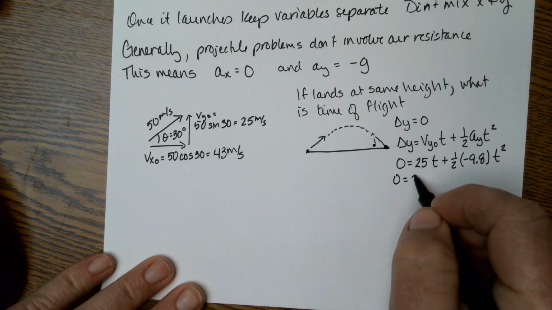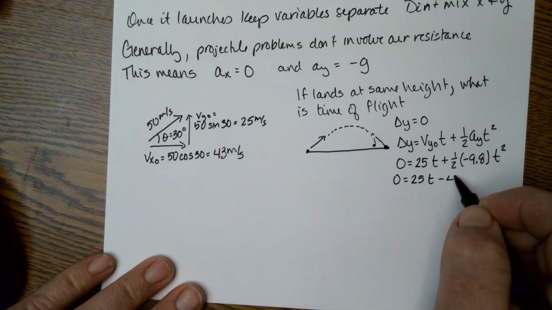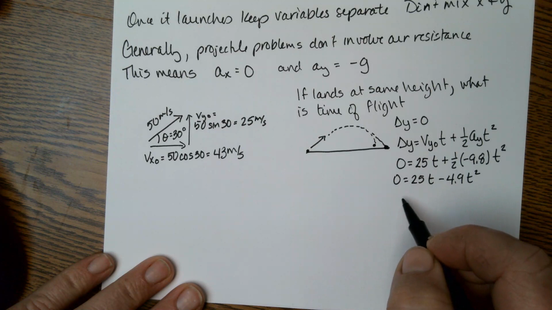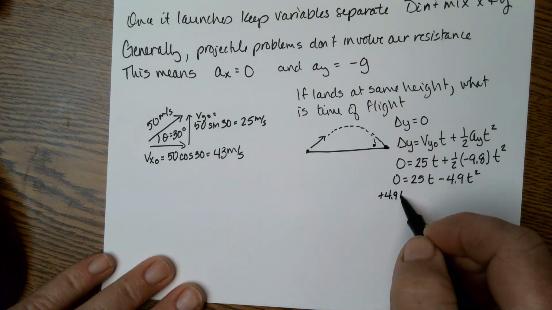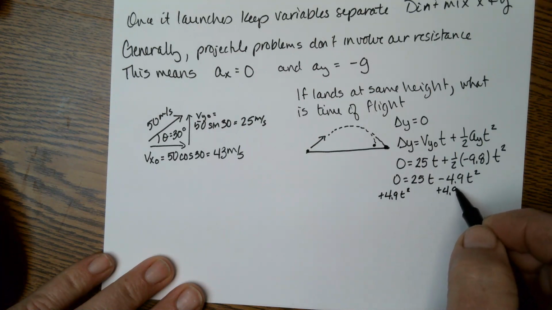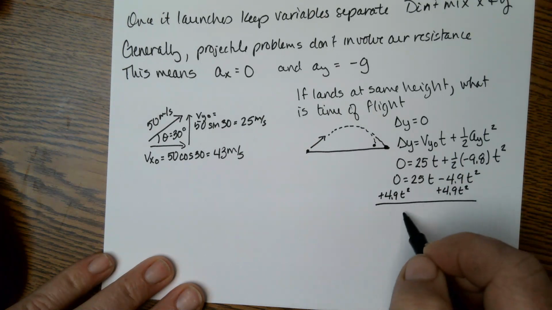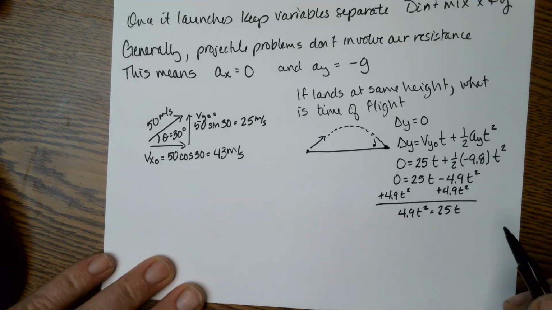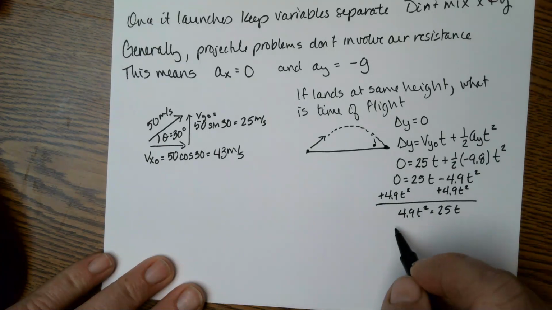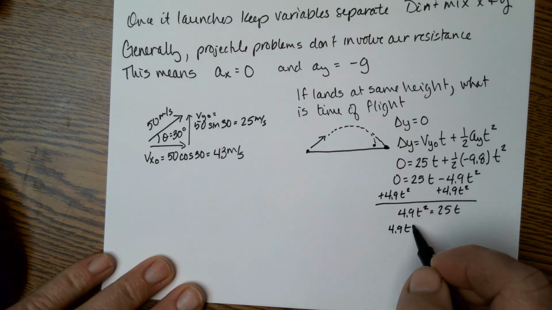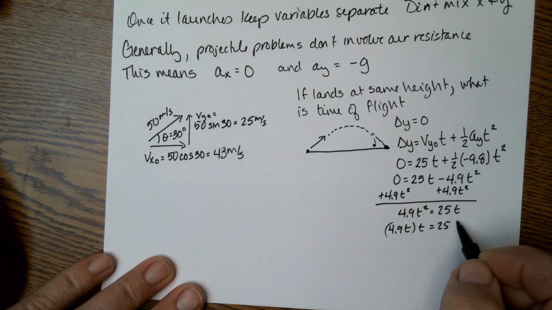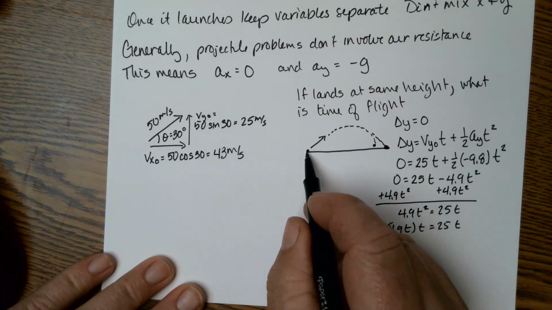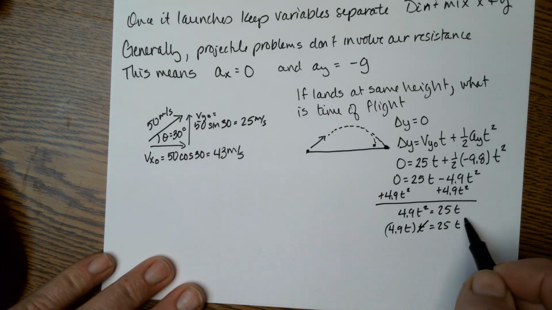So I get 0 is equal to 25t minus 4.9 t squared. I'm going to add this 4.9 to the other side, so plus 4.9 t squared. I get 4.9 t squared is equal to 25t. You could say 4.9t times t is equal to 25t. There is one condition that would make this true, and that would be if t were 0. Obviously I'm at position 0 at time 0.